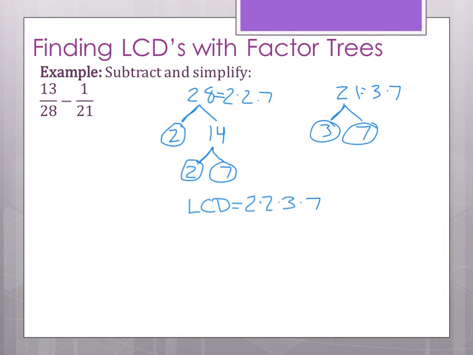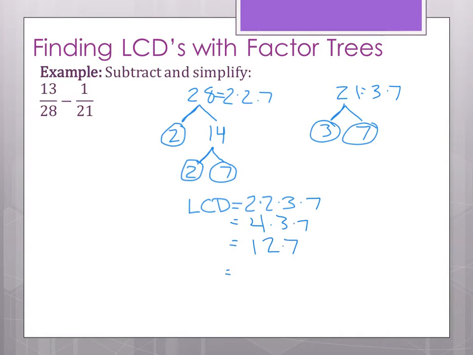Now that I've exhausted all my primes, since there's nothing bigger than 7, I'm going to start multiplying from left to right until I find my LCD. First I'll do 2 times 2, which is 4, still times 3 times 7. And then I'll do 4 times 3, which is 12, times 7.